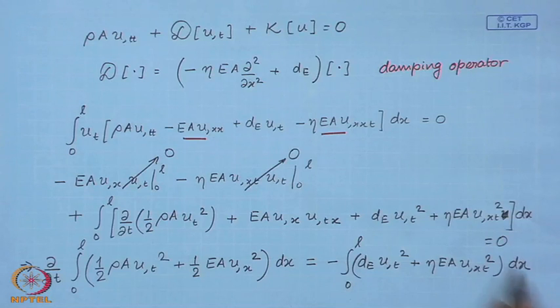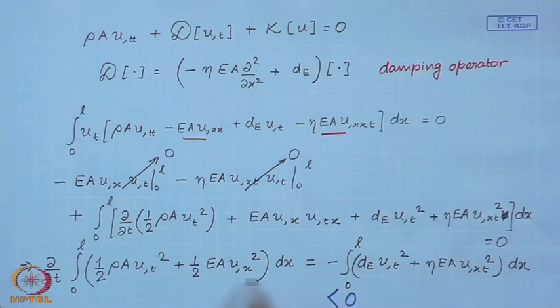So, you see on the right hand side we have an integral which is always positive provided dE is positive. So, if dE is positive and eta is positive, then this integral is positive. Here there is a negative sign. So, the right hand side is always negative, which means this is always less than 0 provided dE is greater than 0 and eta is also greater than 0.